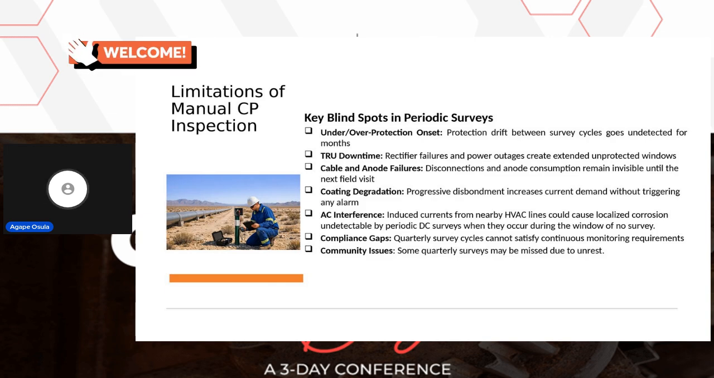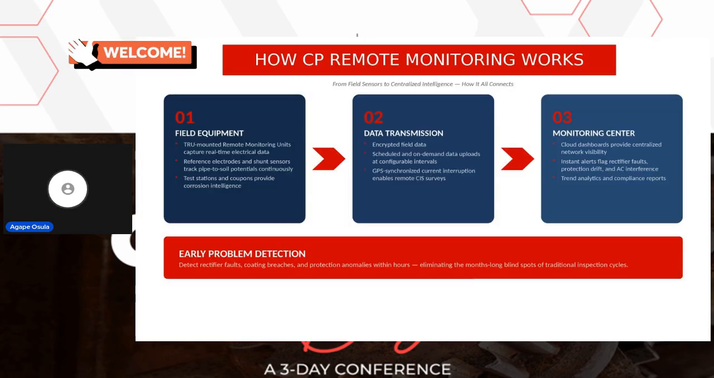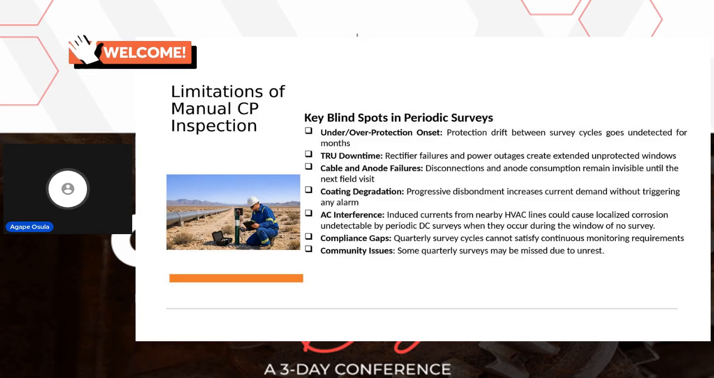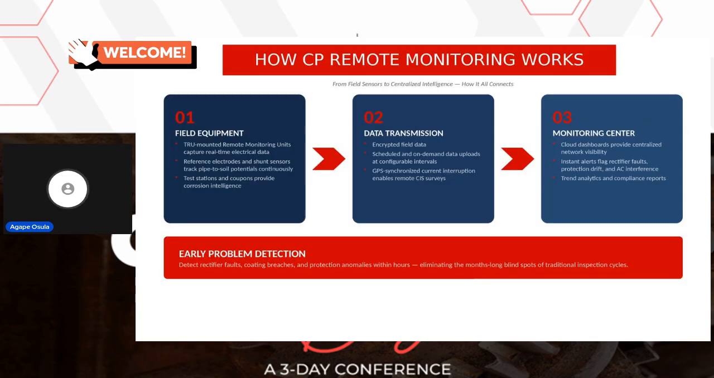So, of course, these community issues, like I mentioned initially, are more peculiar to the Nigerian environment. We have a lot of community encroachment and issues. So this is perhaps the reason why lots of people are shifting from manual CP inspection to technology. Now, this is just a general overview of how the CP remote technology works.